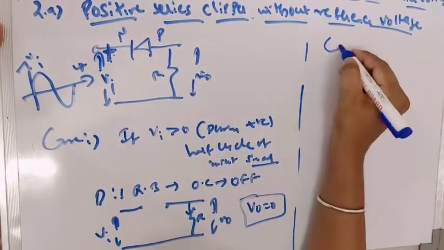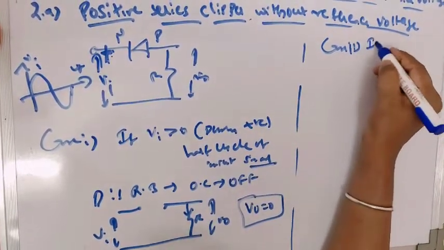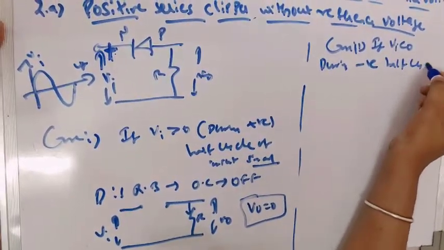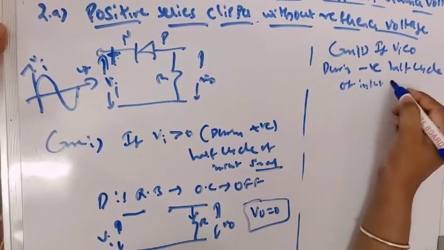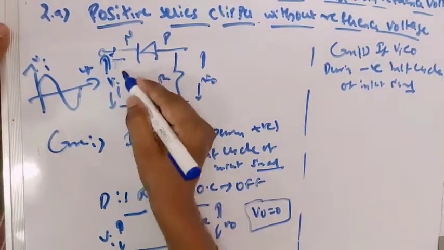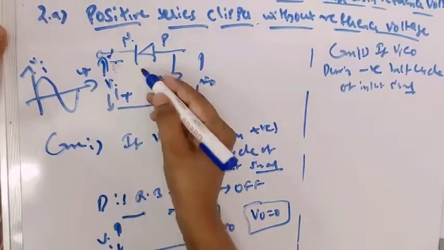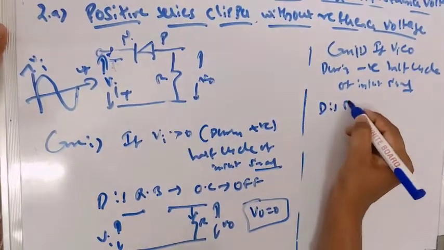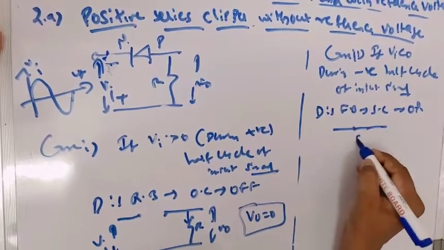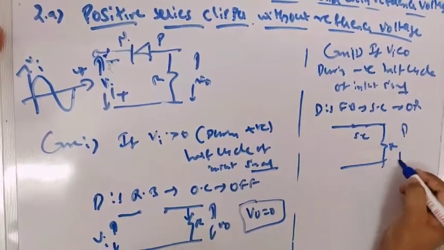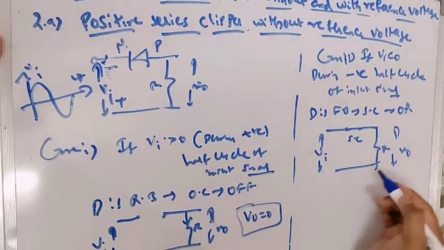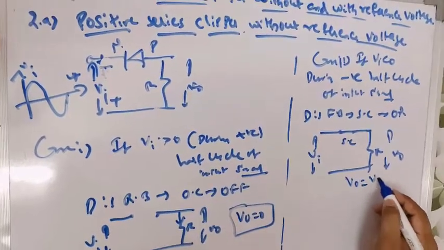Now we'll see case 2: during the negative portion of the input signal, if Vi is less than 0, that is, during the negative half cycle of the input signal. What happens when negative voltage is given here? When negative voltage is applied to the N type, the diode becomes forward biased. When the diode is forward biased, it is considered as a short circuit or on switch. When it is short circuited, what will be the output voltage across the resistor? The input is directly applied across the resistor and the output is also taken across the resistor. Therefore, V0 is equal to Vi.